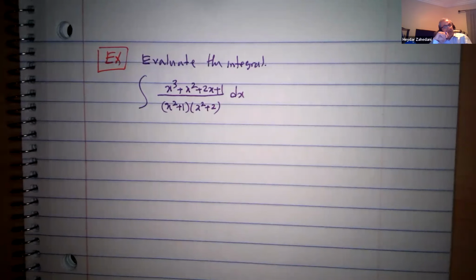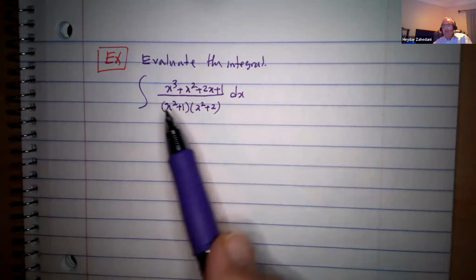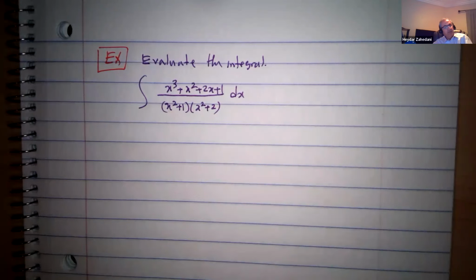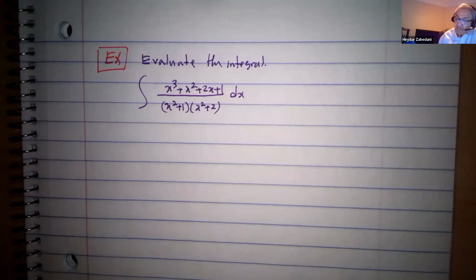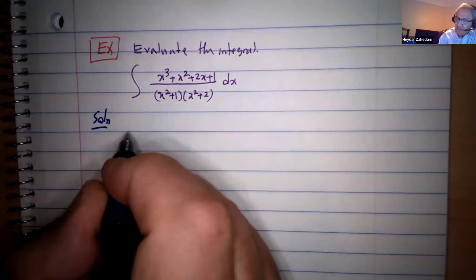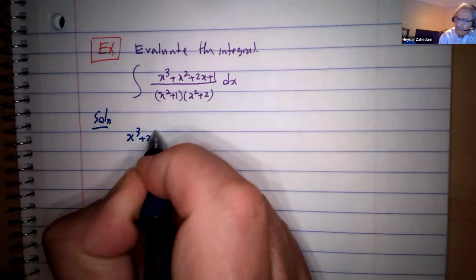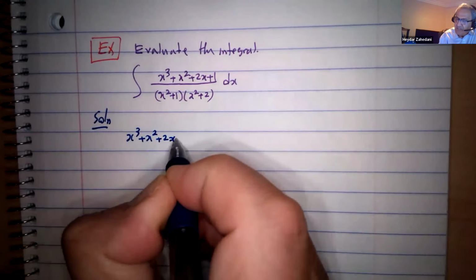You see the denominator contains two quadratic factors, and they are not factorable. x squared plus 1 is not factorable, x squared plus 2 is also not factorable, and there is no linear one. So you have to change it to partial fractions first. There you are, solution. The partial fraction: x cubed plus x squared plus 2x plus 1, divided by x squared plus 1 times x squared plus 2.